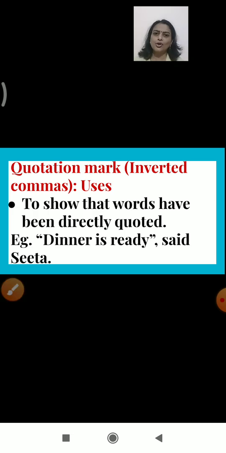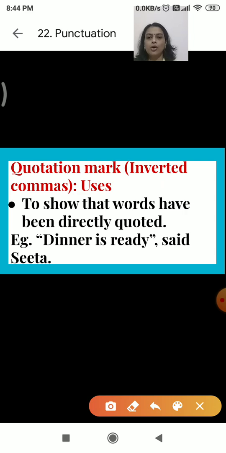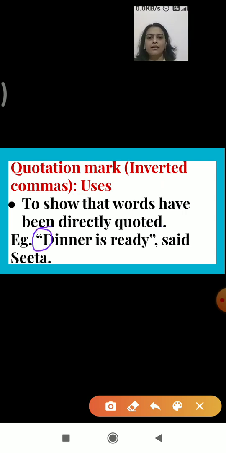Then comes the quotation mark. It is also called inverted commas. When do we use them? To show that words have been directly quoted. Exactly the words which were said by someone, the same words we use by putting that particular sentence in inverted commas. Example, "Dinner is ready," said Sita. Okay, so who said this? Sita said this. So directly we are using the inverted commas here, beginning here and closing here.